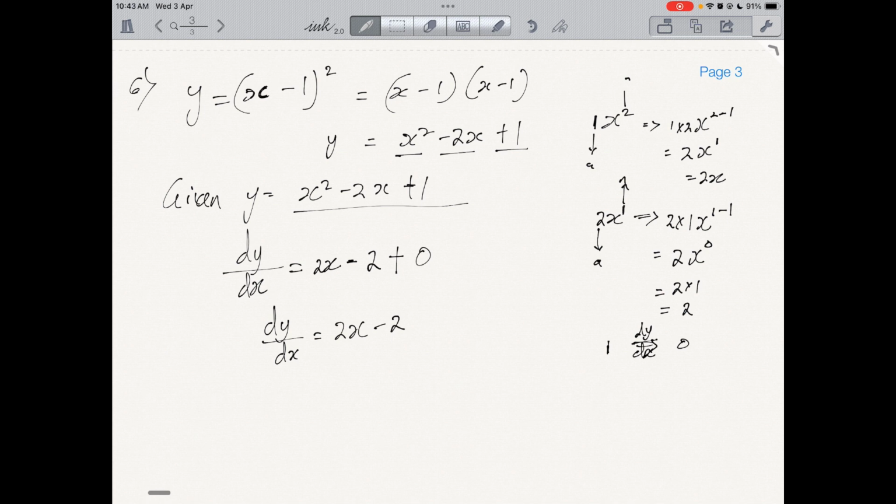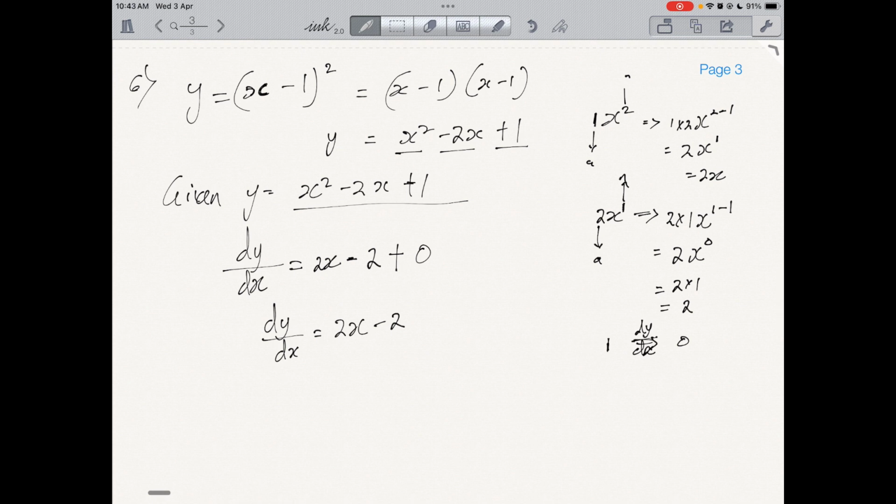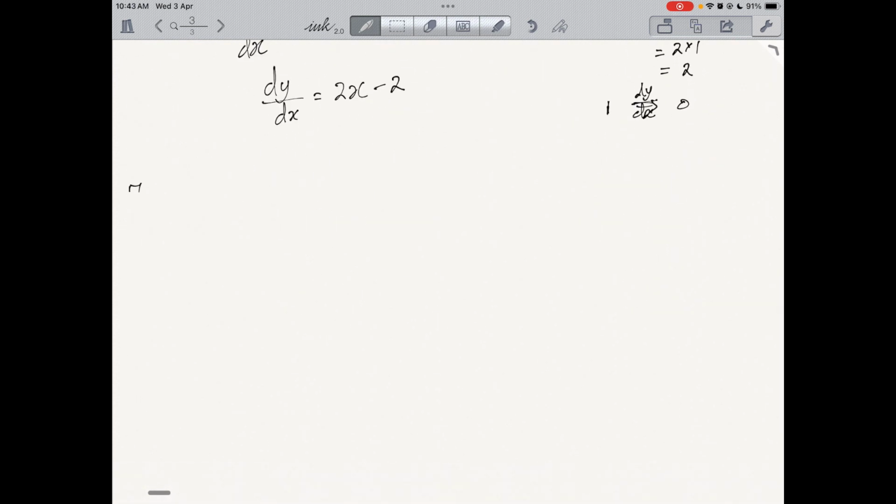So we can also have one last example. Given y is equal to 5x raised to the power 4 plus 4x minus 1 over 2x squared plus 1 over root x minus 3.